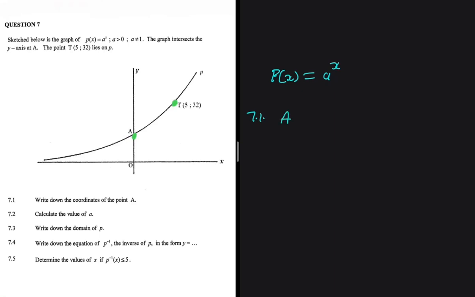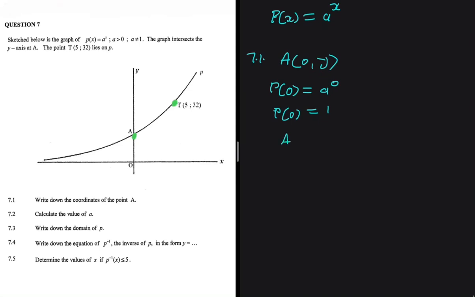So if point A is indeed our y-intercept, then it should have an x value of 0, right, and some value of y which we're supposed to find. So for us to find that value of y, we just have to substitute 0 into our equation p of x, right? So we can say that p of 0 will be equal to a to the power 0, but we know fully well that any number to the power 0 is 1, so we have p of 0 being equal to 1, right? So for the coordinates of A, we have an x value of 0 and a y value of 1, right? And just like that, we have the coordinates of point A.